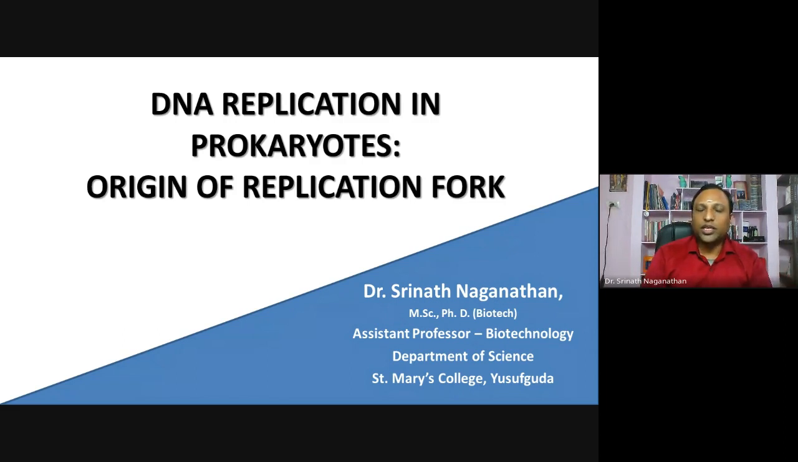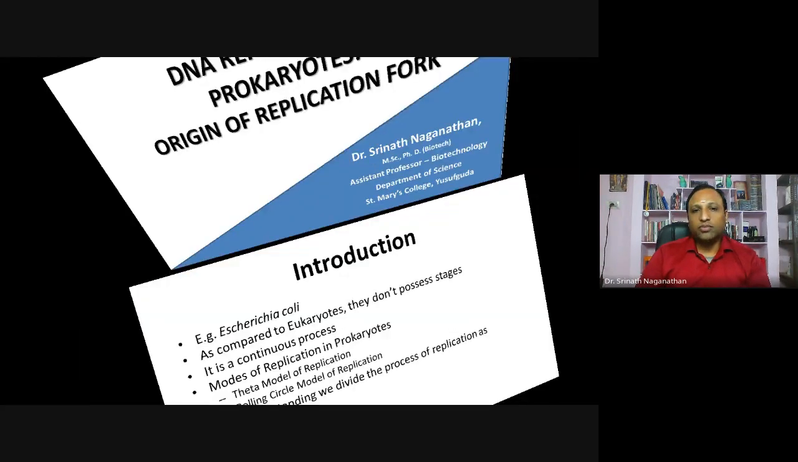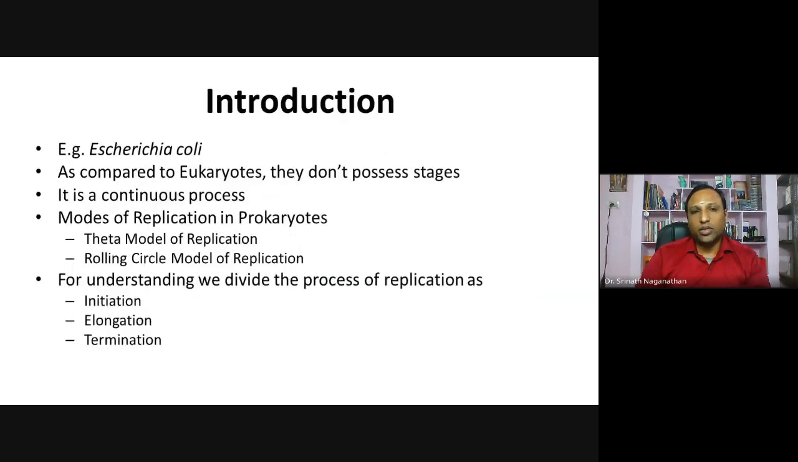So in DNA replication in prokaryotes, the important step is the origin of the replication fork. In this session, we are going to discuss in detail about this particular part only. We are going to take Escherichia coli as an example, because most of the processes discovered till now have been studied widely in Escherichia coli by most of the scientists.